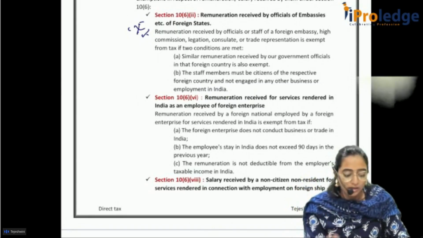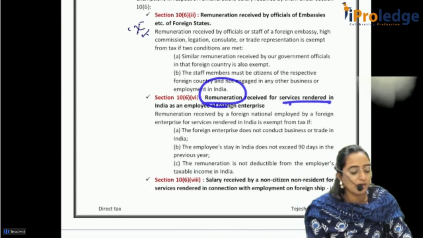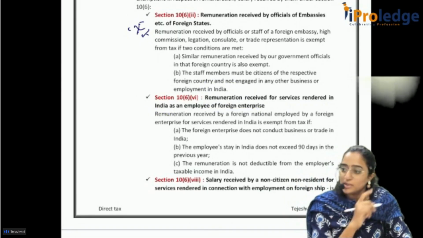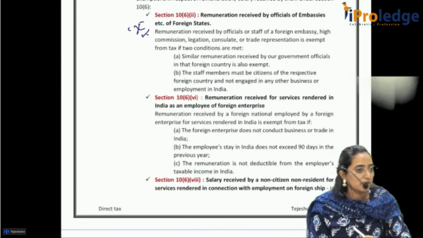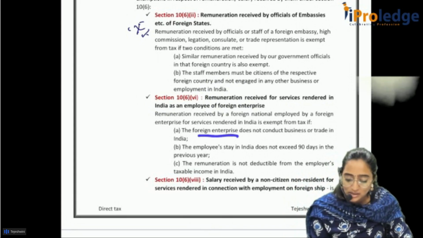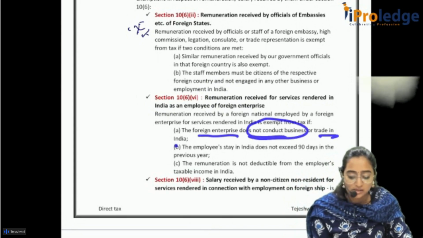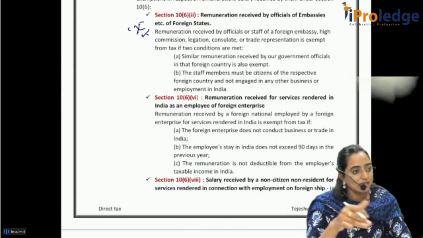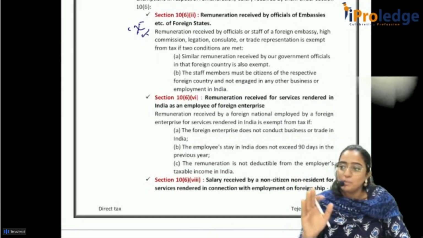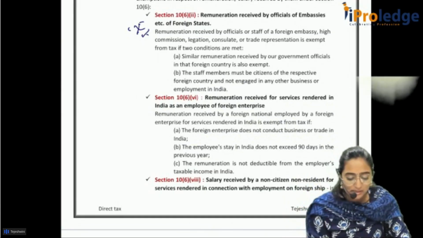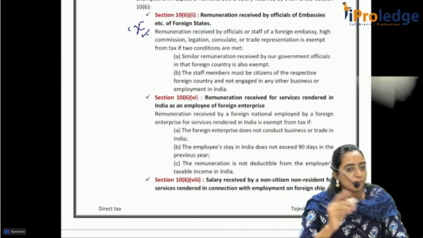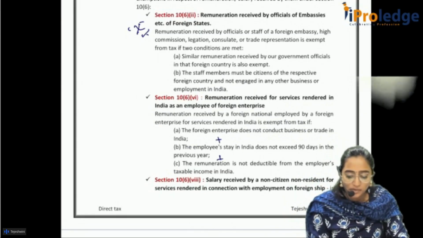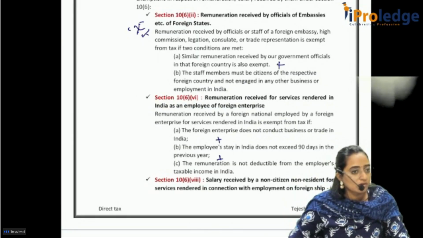This is the point. That is, remuneration, salary received for rendering the services in India, but as an employee of a foreign enterprise. What does it mean? The foreign enterprise does not conduct business or trade in India. See, first of all, that fellow who is earning salary for rendering service in India, but is an employee of a foreign enterprise, will be exempted from paying tax in India provided he satisfies these 3 conditions. These are "and" clauses, people, not "or" clauses. All the conditions need to be satisfied.